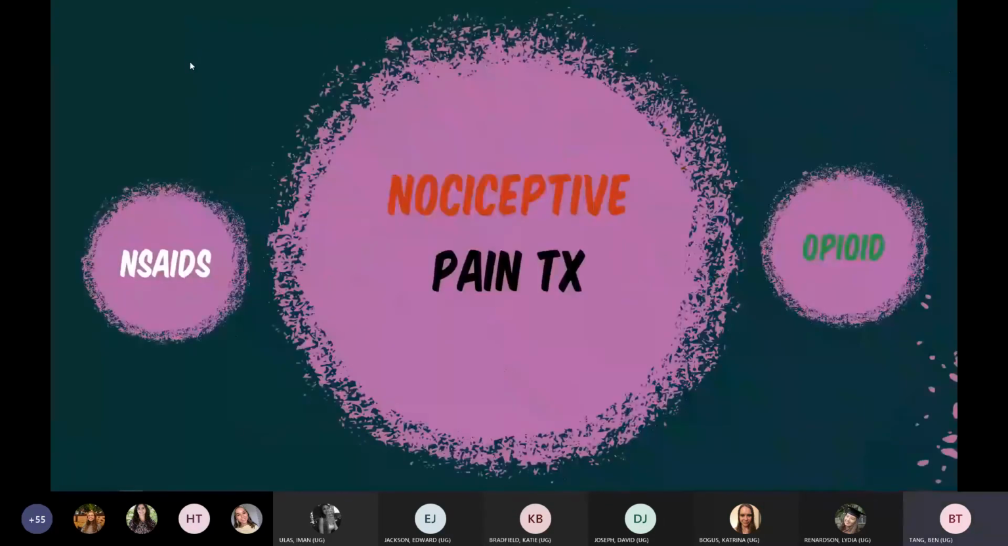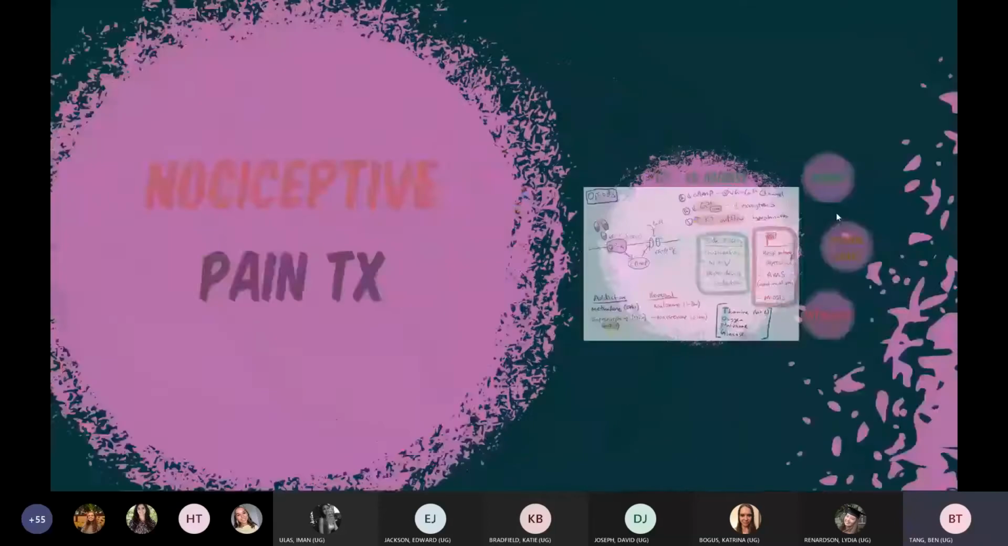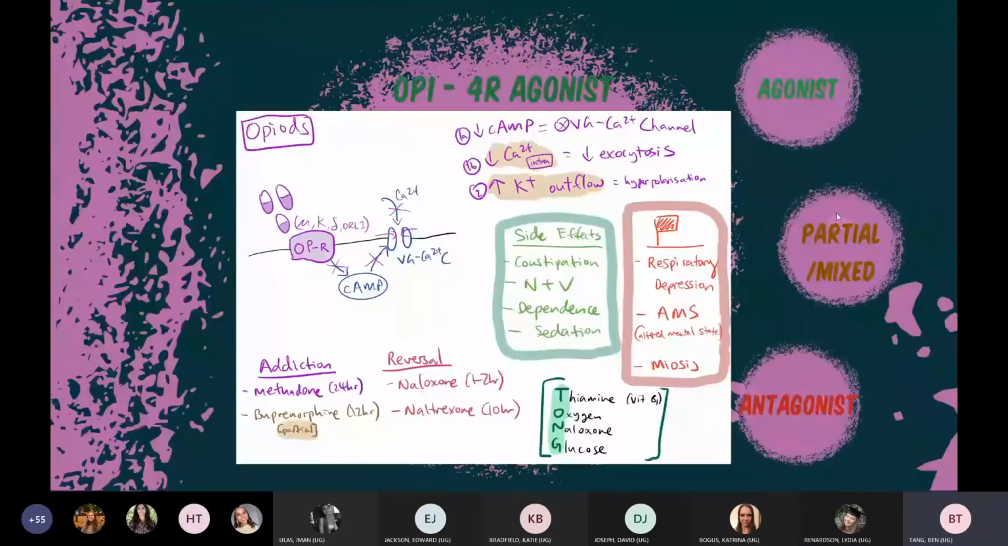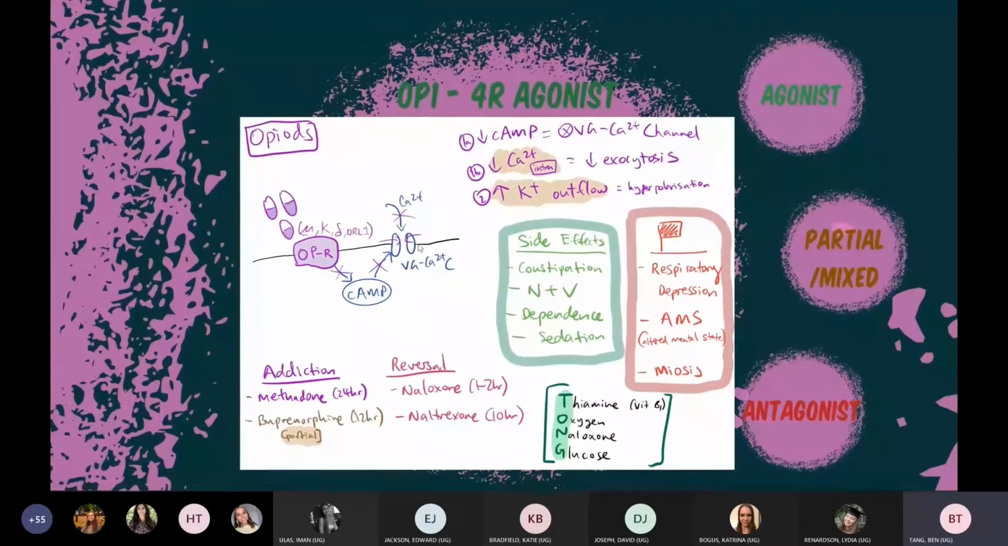Now, apart from NSAIDs, if NSAIDs don't work, we can go up to opioids, right? Opioids work on the opioid receptors in your body, and these are opioid receptors 1 to 4. You can see here, opioids work on the opioid receptor, which stops cyclic AMP, or cAMP, from working. This stops the opening of the voltage-gated calcium channels for calcium to come in and transmit that pain signal. So it stops the transmission of the pain signal as it occurs. That's how they work, basically.